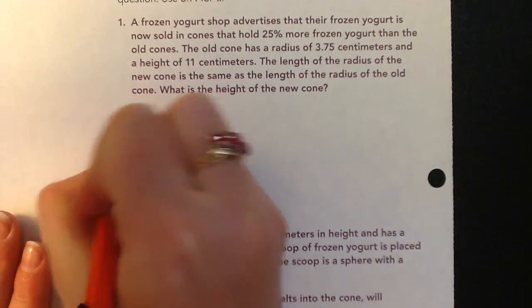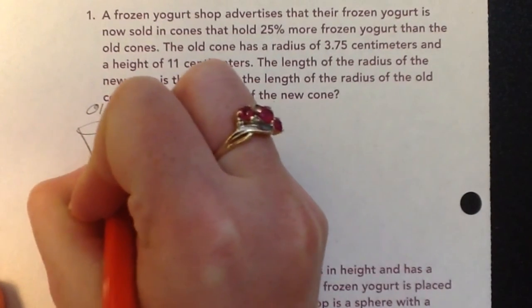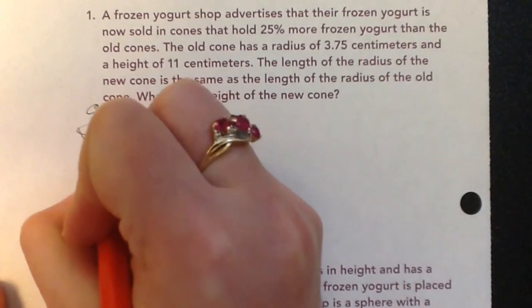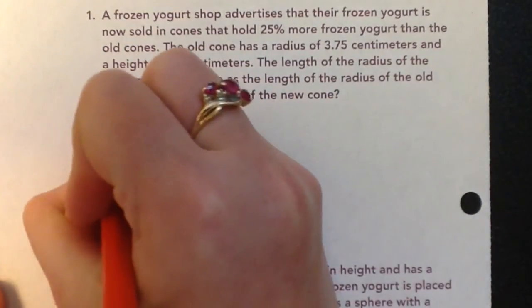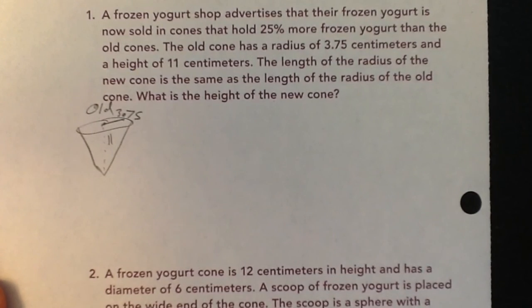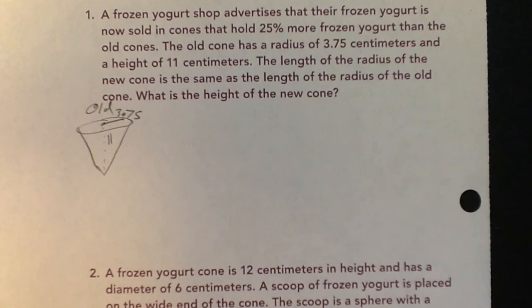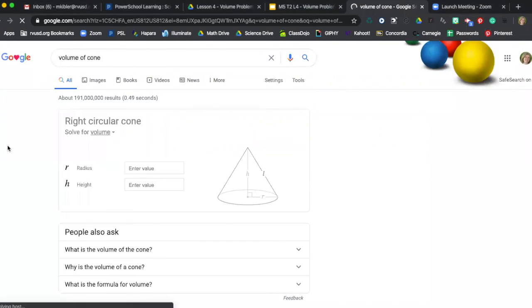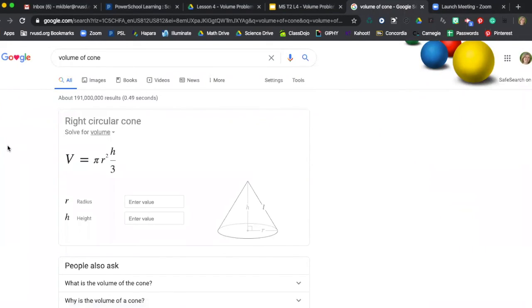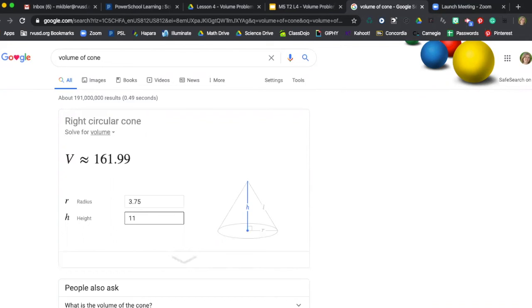So the old cone had a radius of 3.75 and a height of 11. Wow, mine is definitely not drawn to scale. We can use Google again to find the volume of this cone. I went to Google and typed in volume of a cone. Here I need to put in the radius and the height. The radius was 3.75 and the height was 11. So here we have that the volume is 161.99.